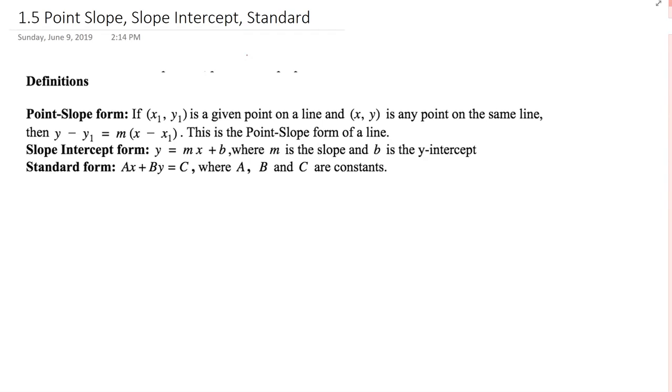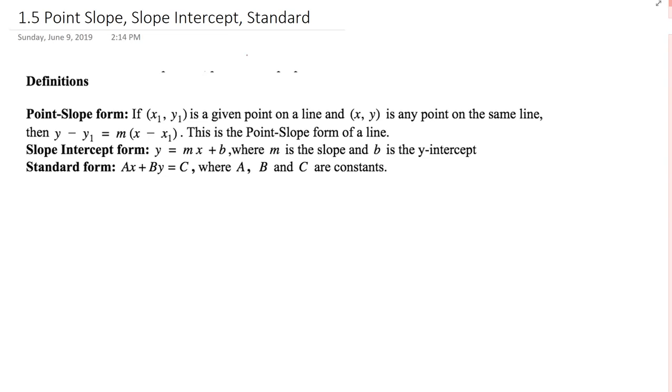Point-slope form says if (x sub 1, y sub 1) is a given point on the line and (x, y) is a point on the same line, then y minus y sub 1 equals m times (x minus x sub 1) is the point-slope form of a line.